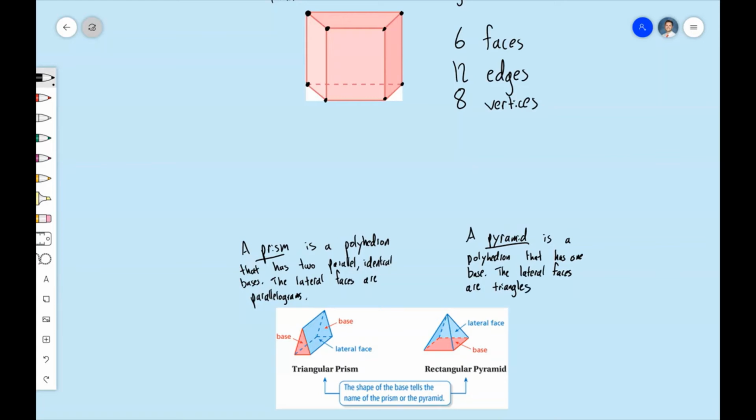So for example, if we look at this triangular prism, it's got the 2 parallel identical bases, which are triangles. You can see those here. And then those triangles have lateral faces that are rectangles. And then our rectangular pyramid, you'll notice it's named a rectangular pyramid because its base is a rectangle. And then it has 4 triangular lateral faces that join one another at a single vertex.